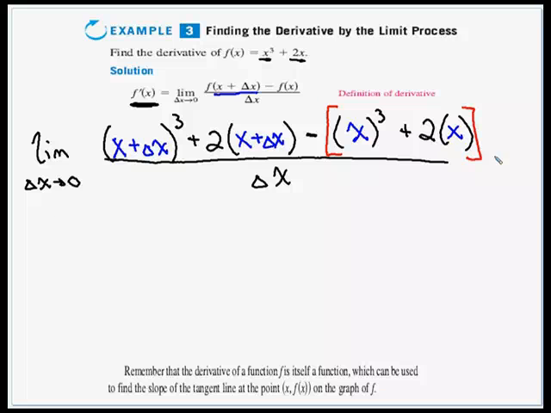Alright, so we have the idea from calculus. We're going to set up this difference quotient, let our limit as delta x approaches 0 to find that derivative, but we're going to have to do a lot of little Algebra 1 scratch work here.